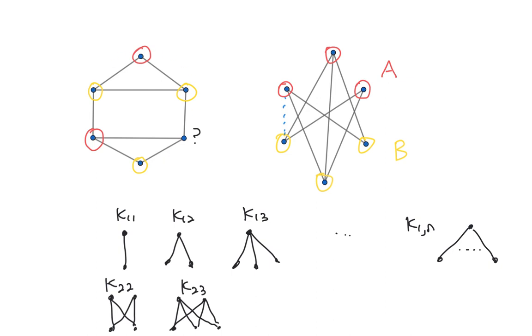So if I decide to color one vertex red to put it in set A, then I see both of its neighbors would have to be in yellow because every edge has to go from a red vertex to a yellow vertex. But I immediately see a problem because there's an edge between these two yellow vertices. So we see this graph cannot be made bipartite.